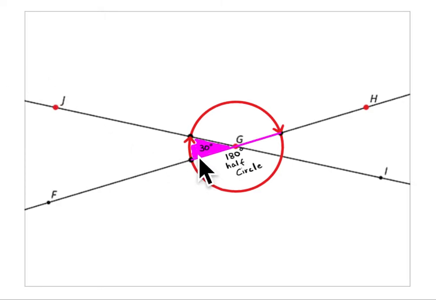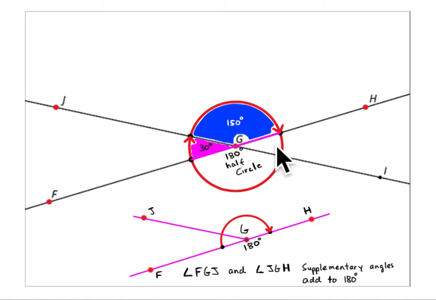So that means that this other angle has to be, so 180 degrees, that's a half circle. So this line is formed when you add these two angles together. That means it has to be 150 degrees. So the size of angle JGH is 150 degrees.